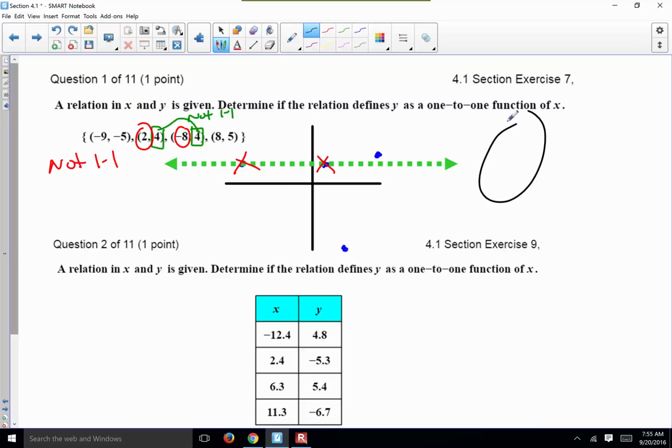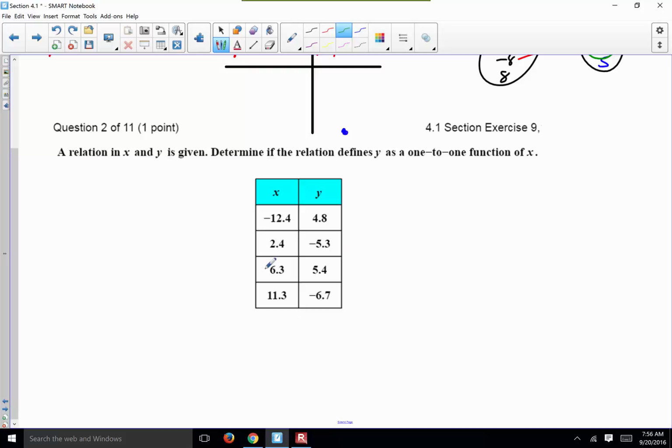Some people like to do Venn diagrams. They line up x values here, minus 9, 2, minus 8, and 8. These are x's. Y's are minus 5, 4, and 5. And obviously you see 2 is going to 4, minus 8 is going to 4. I mean, two different people going to the same address. It's a function, it can happen. You can go to the same address, two different people. But this is not one-to-one because when you're coming back from 4, you don't know who's going to what address. So no two arrows can go to the same place.